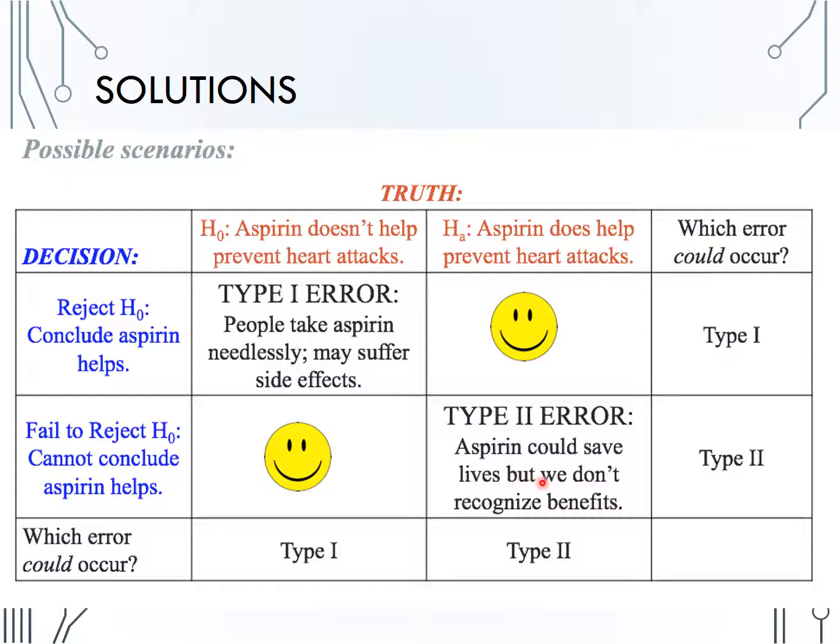Make sure you understand which type of error could have occurred. Anytime I reject the null hypothesis, it is a potential type 1 error. Or if I fail to reject the null, that is a potential type 2 error. If, on the other hand, I knew that the null hypothesis was true, I could only make a type 1 error. Or if the null hypothesis is false, I could only make a potential type 2 error.